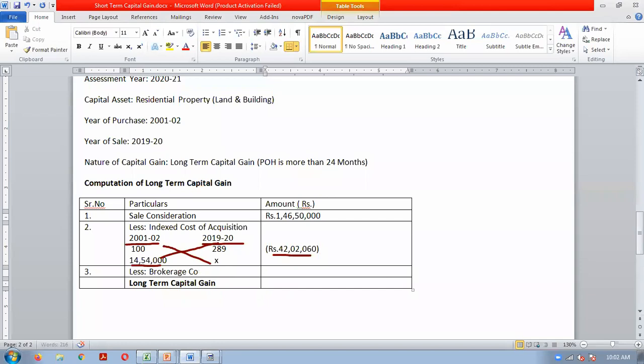Transfer expenses we will have to reduce. For transfer expense, there will be no indexation benefit. Transfer expense is how much? 50,000. What will the capital gain be? Calculate: consideration minus indexed cost minus transfer expense. This will give you the long-term capital gain. How much will it be?